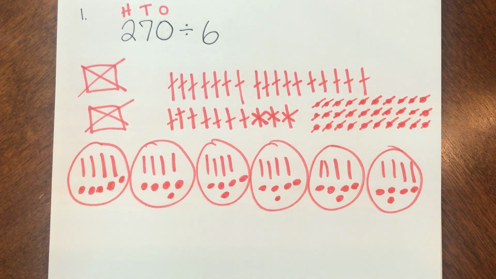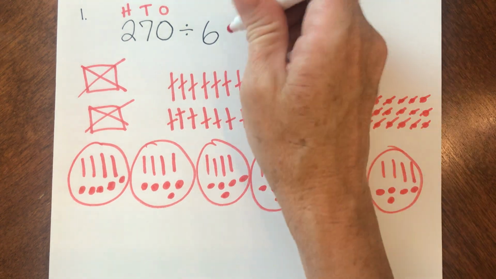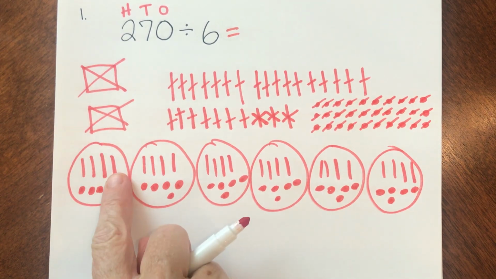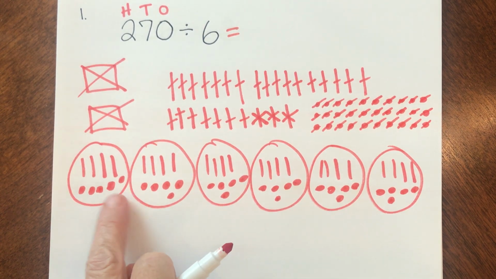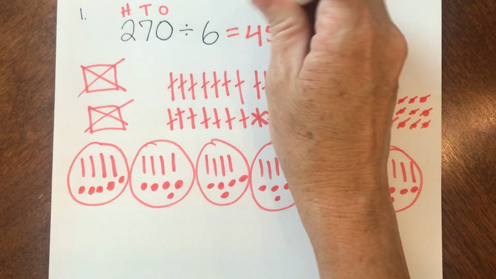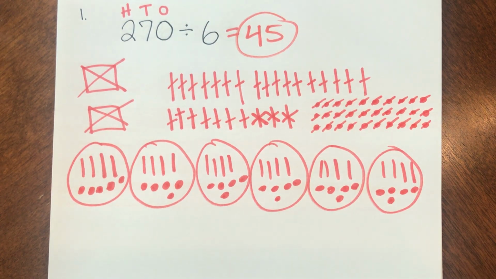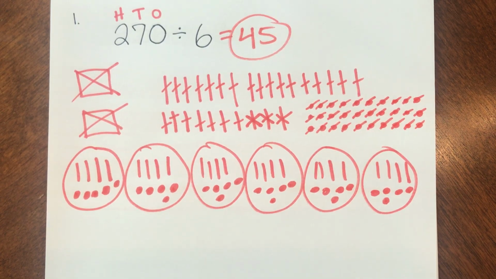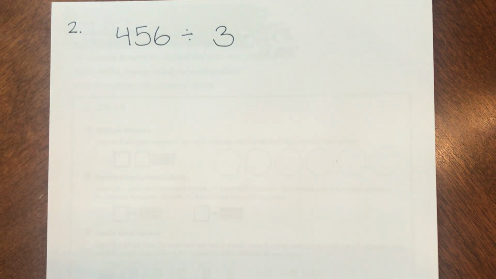That's what I needed. So what does each group have then? Each group has 4 tens and 5 ones. So my quotient is 45. My quotient is 45.